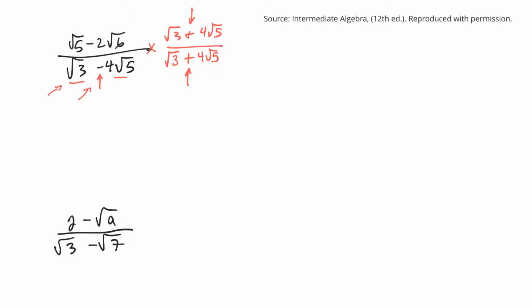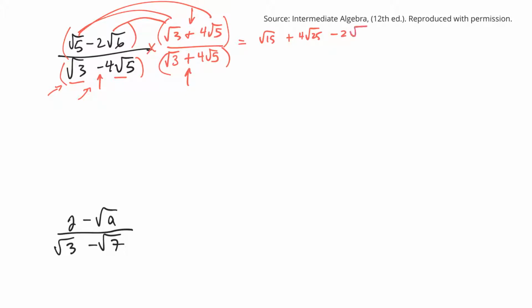Okay, so now it's a game of FOIL. So you get to FOIL all of this stuff out. So let's multiply the top. Root 5 times root 3, root 15. Root 5 times 4 root 5 would be a plus 4 root 25. Minus 2 root 6 times root 3 would be a minus 2 root 18. Ooh. And then minus 2 times 4 root 5 will be a minus 8 root 30.